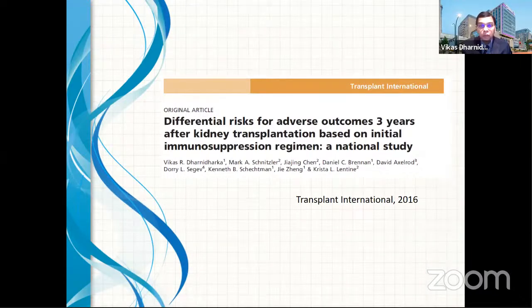And I want to acknowledge here my collaborators. Mark Schnitzler is an economist who has worked in the transplant field. Krista Lentine and Daniel Brennan are transplant nephrologists. And then David Axelrod and Dory Seger are transplant surgeons. And Ken Sheckman and Ji Zheng were data analysts and biostatisticians.